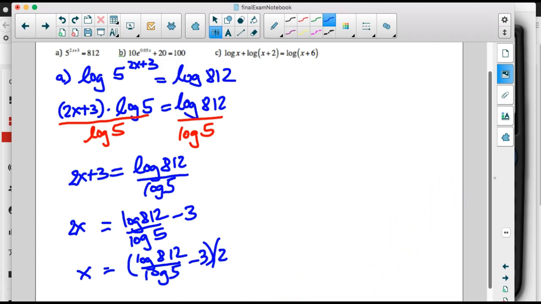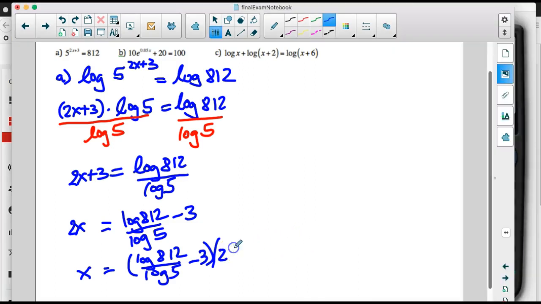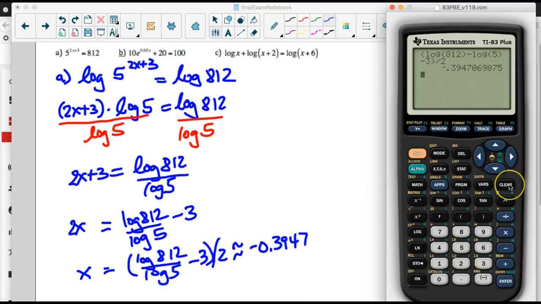So let's use our calculator and verify our answer. Let's find our answer first. So it's going to be parentheses log 812 minus log 5 minus 3, parentheses, divided by 2. So the answer is about negative 0.3947. So approximately negative 0.3947. That's what we got on the calculator.